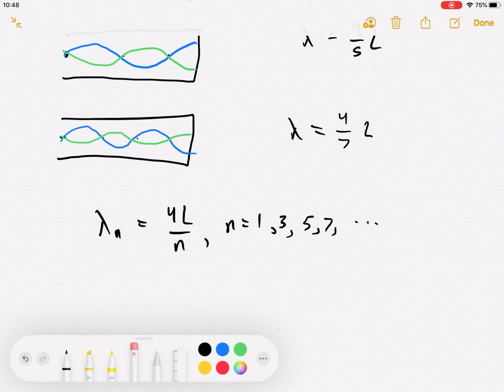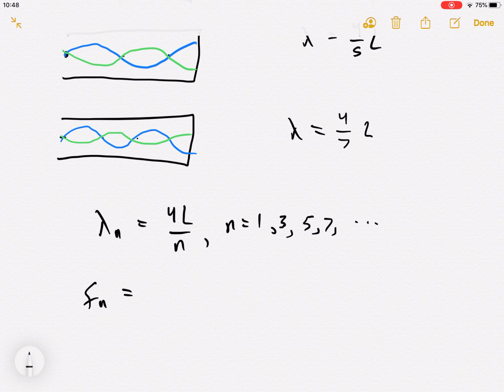Okay, so we could do one more thing here and then maybe do an example. The frequency here is going to be N times V over 4L, where again N equals 1, 3, 5, and so forth. So again, we're dividing by 4 instead of dividing by 2. Otherwise, the expression is the same as for open-open or closed-closed. So an open-closed system can reach a lower frequency for the same length of tube.